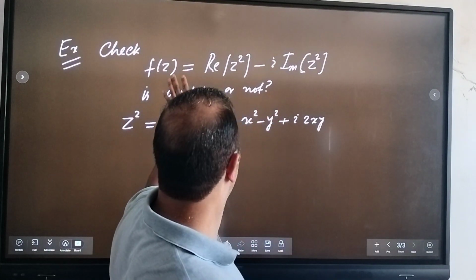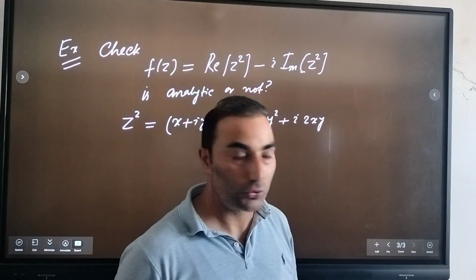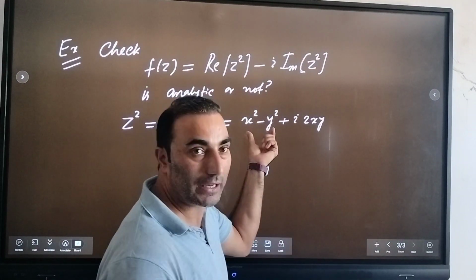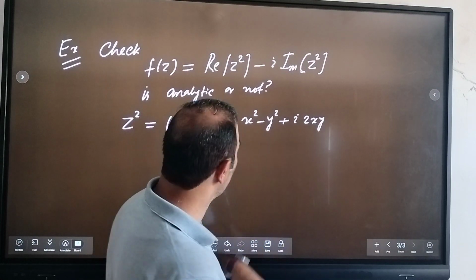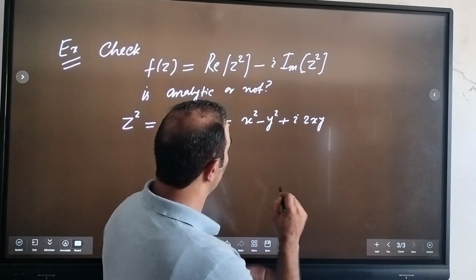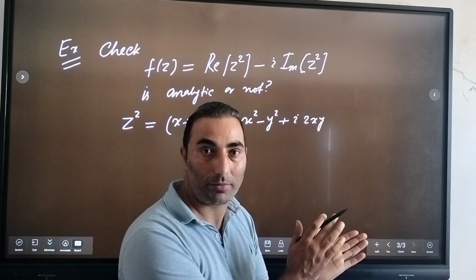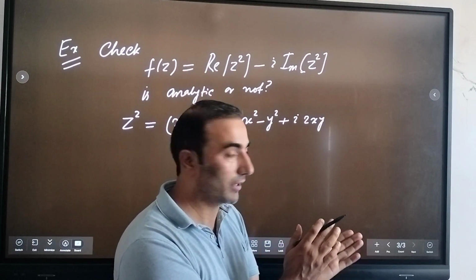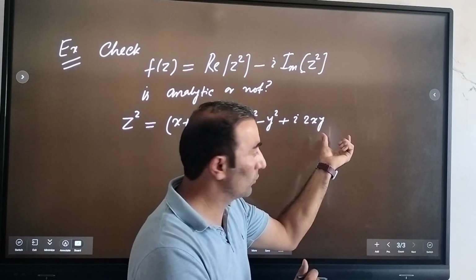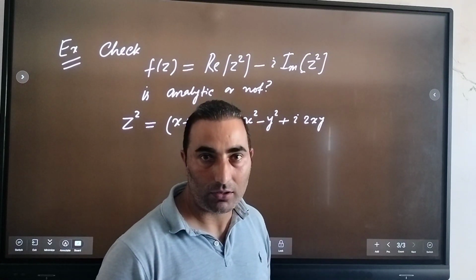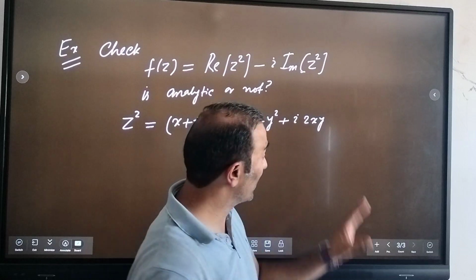Now, this is basically the real part of z square. The real value of this is equal to x square minus y square, because it is of the form u plus i v. So this is the real part of the given complex number. And similarly, we have i multiplied by the second term, so this is the imaginary part of the given complex number.